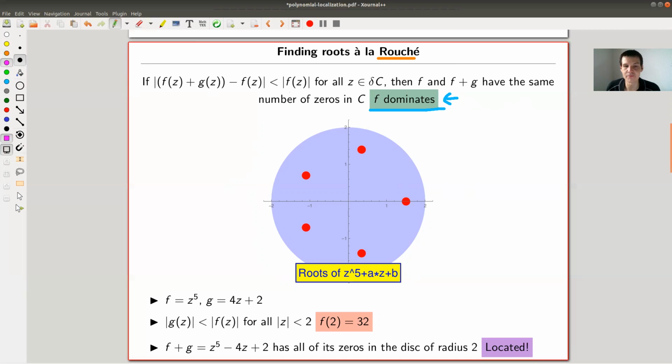And it works as follows. So I have my dominating polynomial here in my example. It's z to the fifth. And yes, I can calculate the roots of z to the fifth. They are, well, all zero. So counting with multiplicities, there are 5 roots and they're all 0.